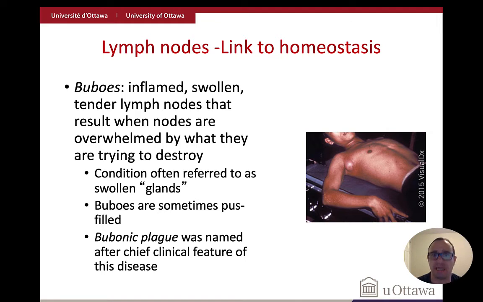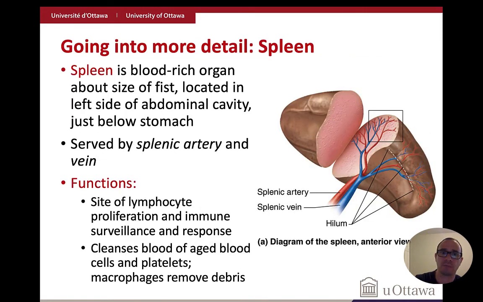Often these will result in a swollen gland. Sometimes buboes are pus-filled, but again, bubonic plague was named based on this. So a little bit of trivia here, and this tells us that lymph nodes are actually very importantly linked to these concepts of homeostasis. Okay, the next lymphoid organ that we want to talk about is the spleen.